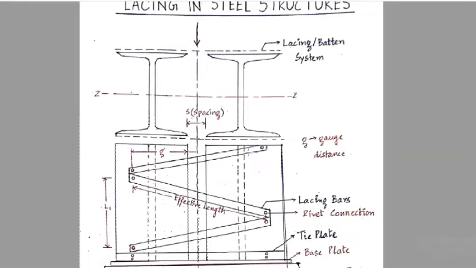So the lacings can be connected to the different components of a built-up column with the help of either bolting or rivets, or they can also be welded, right?